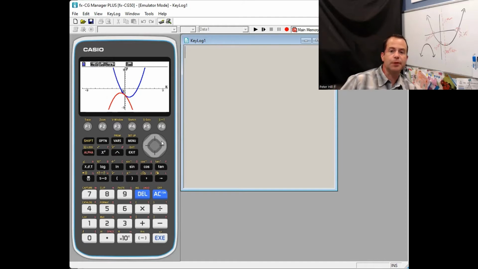What's the difference between the blue and the red? Well, the blue opens up, the red opens down. What was the difference in the equations? The blue had an a value that was positive, and the red had an a value that was negative. Okay. So let me just switch back to the PowerPoint slide now.